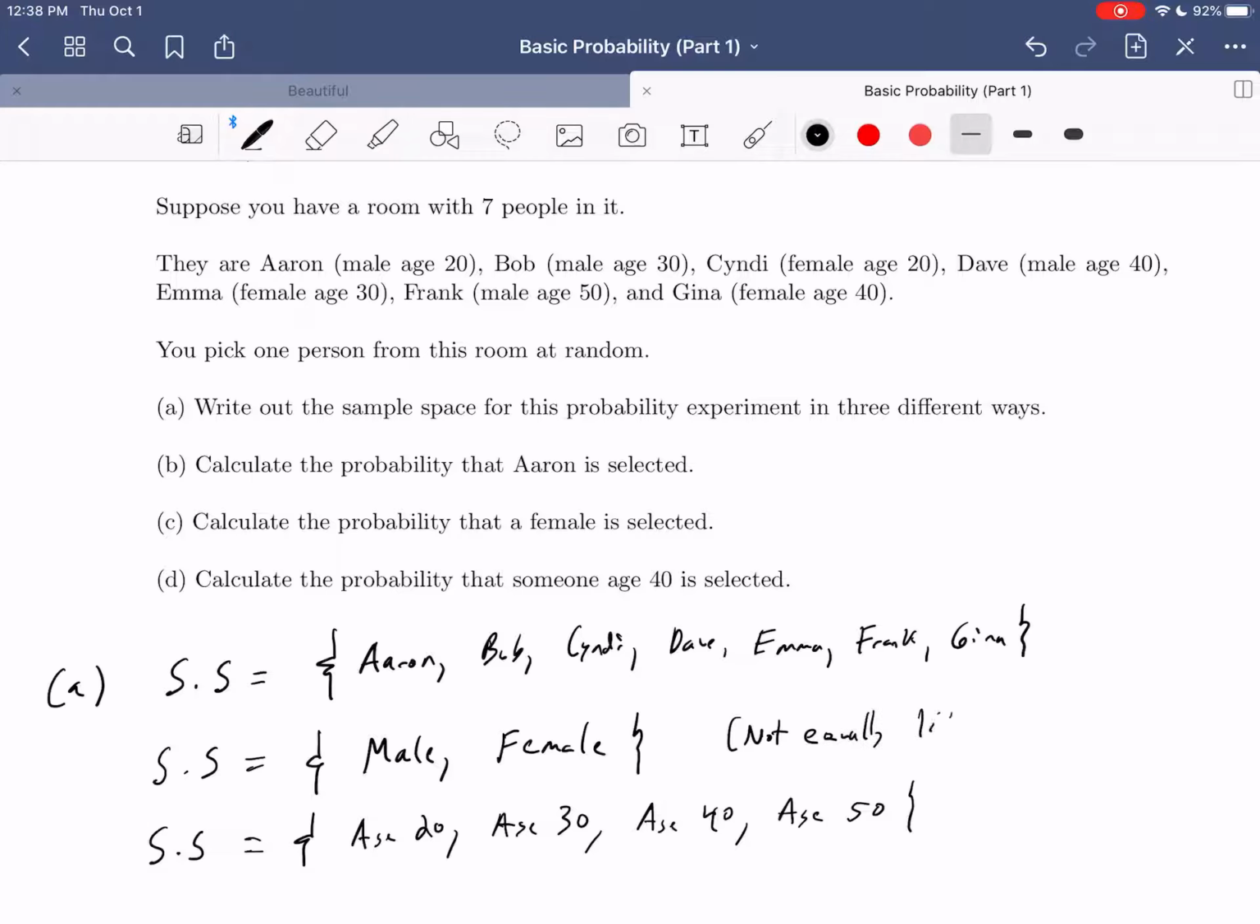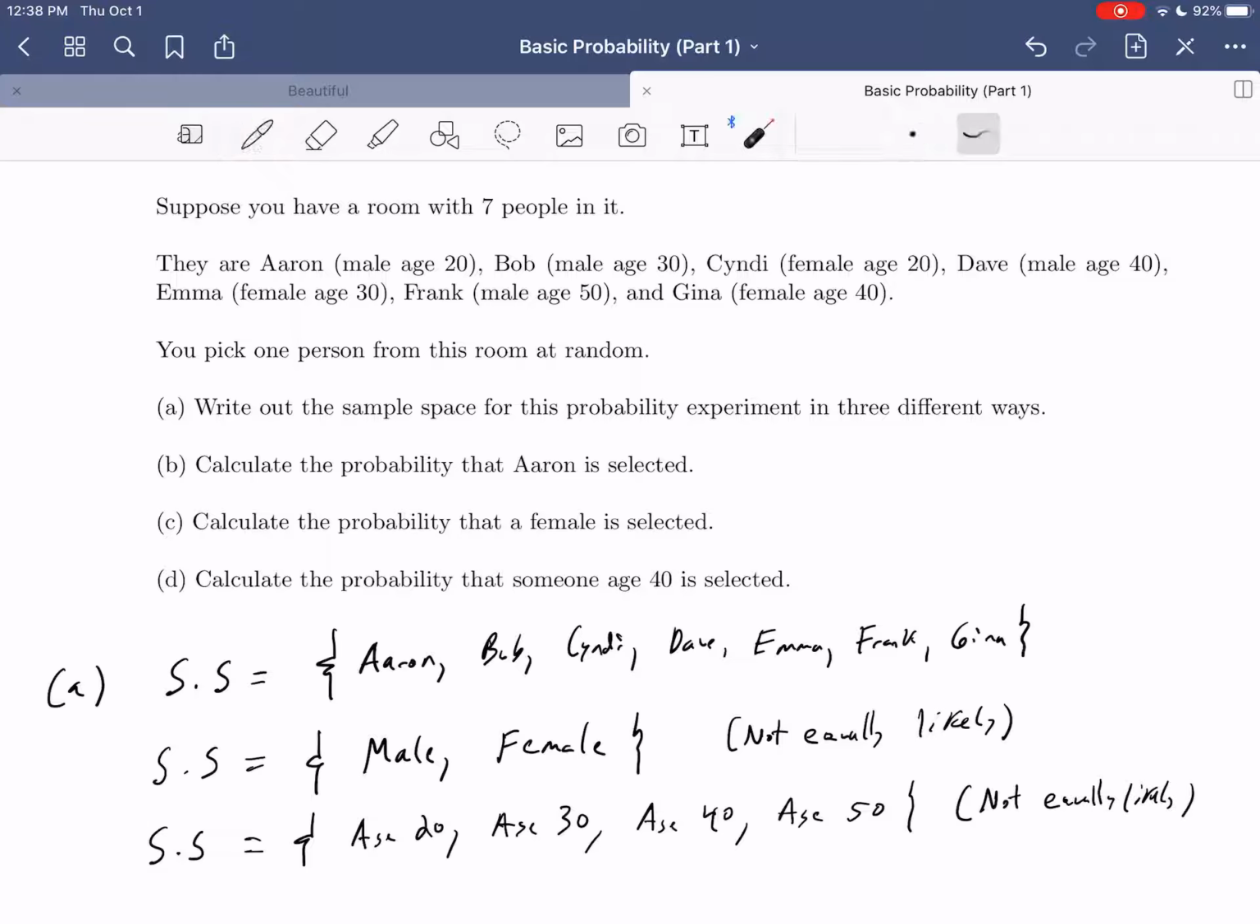Same thing for the ages. There are 2 people who are age 20, 2 people who are age 30, 2 people who are age 40, so those all have the same chance of being chosen. But for age 50, there's only 1 person. That means it's going to be less likely. So these are not equally likely.